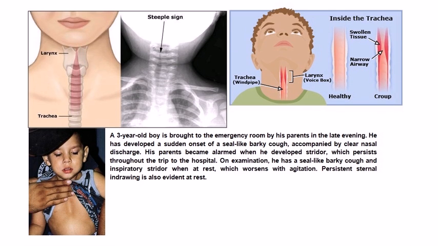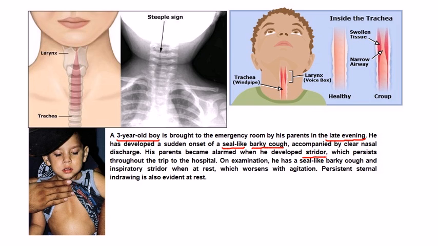I just want to finish off the presentation or video with a small vignette. Here we go. A 3-year-old boy is brought to the emergency room by his parents in the late evening. He has developed a sudden onset of seal-like barky cough accompanied by clear nasal discharge. His parents became alarmed when he developed stridor, which persists throughout the trip to the hospital.